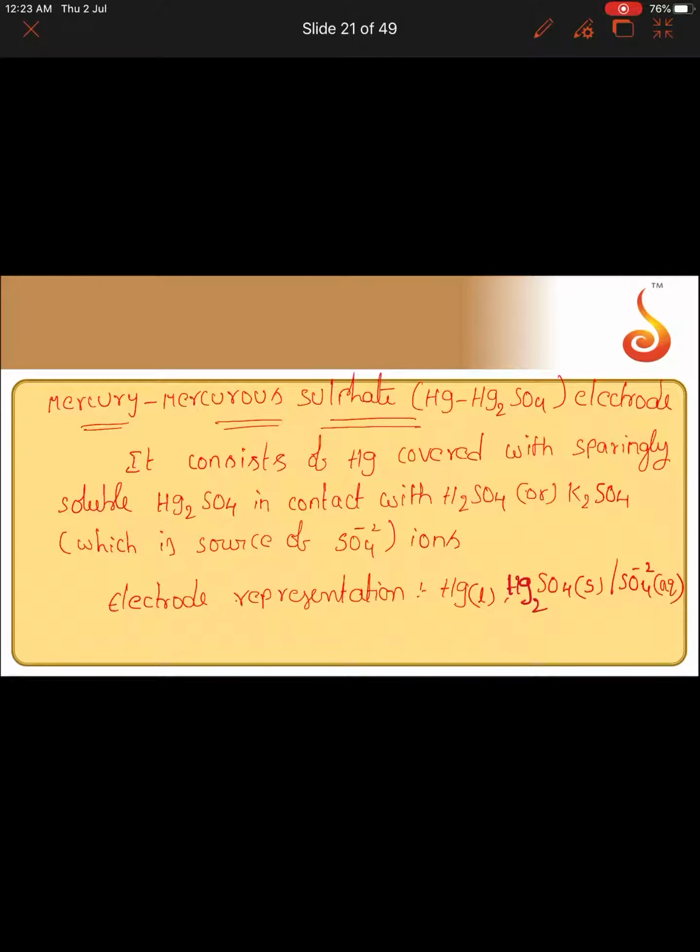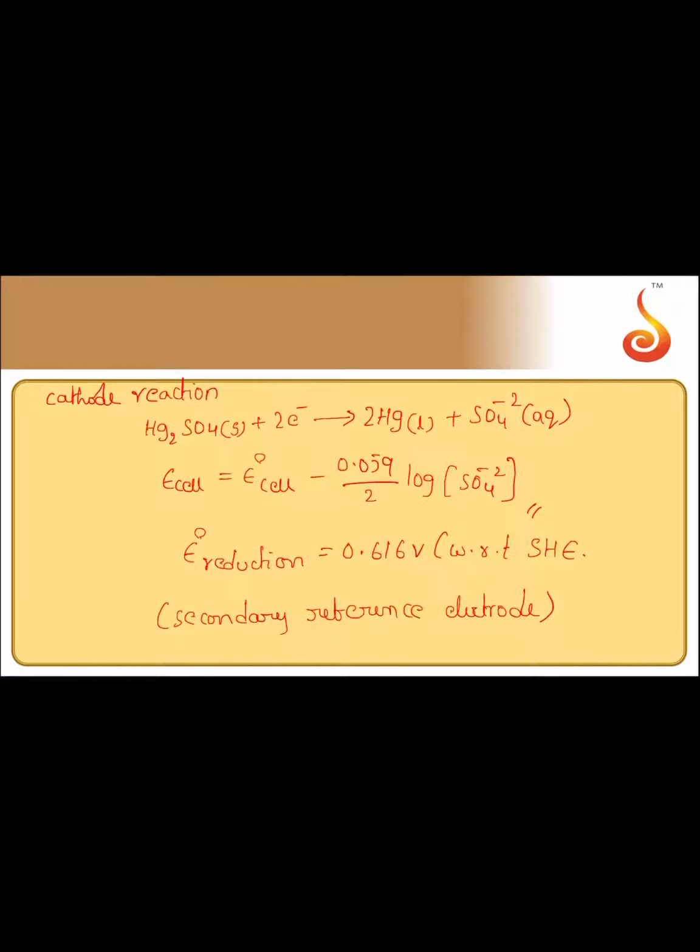The electrode representation is Hg liquid, Hg2SO4 solid, SO4 minus 2 aqueous. And the cathode reaction is that Hg2SO4 will undergo reduction. So Hg2SO4 plus 2 electrons gives rise to 2Hg plus SO4 minus 2.